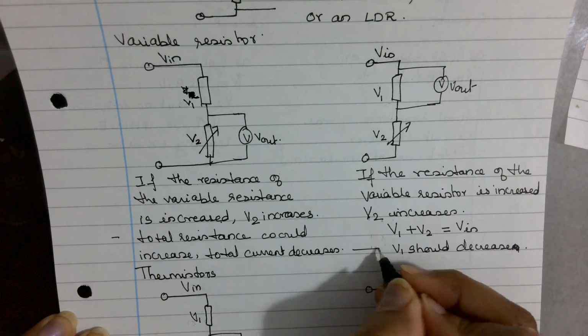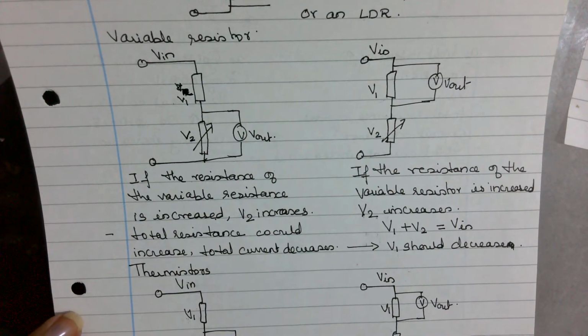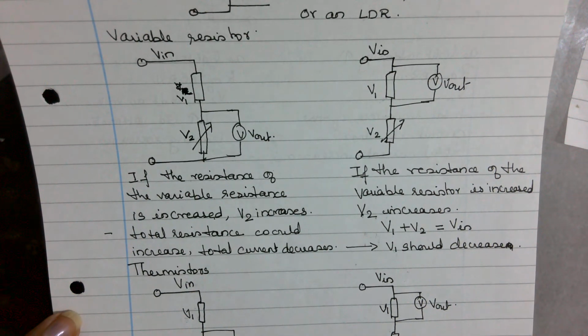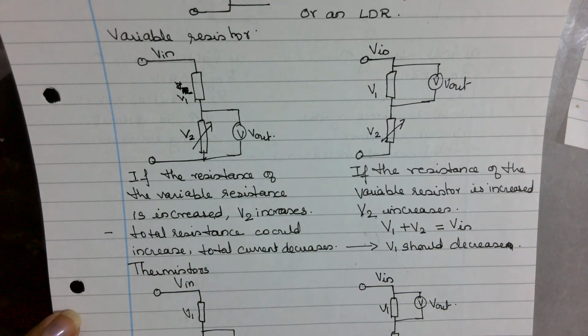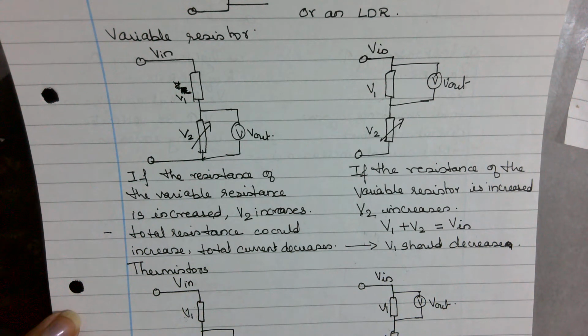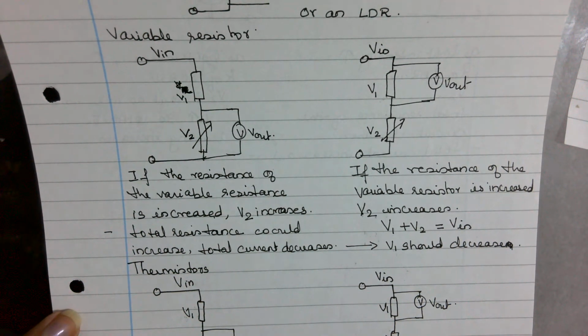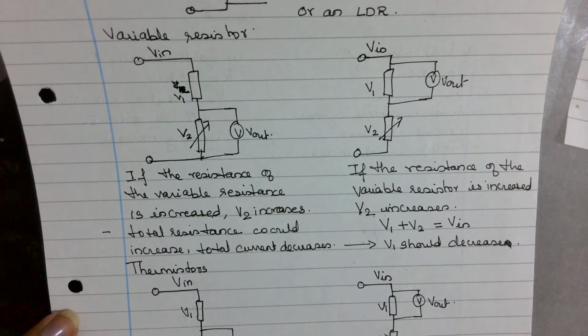Okay, it is the same here also. So if something is happening because of which the resistance of the variable component is decreasing, then total resistance would decrease. If something is happening because of which the resistance of the variable resistor is increasing, then total resistance would increase and total current would decrease.